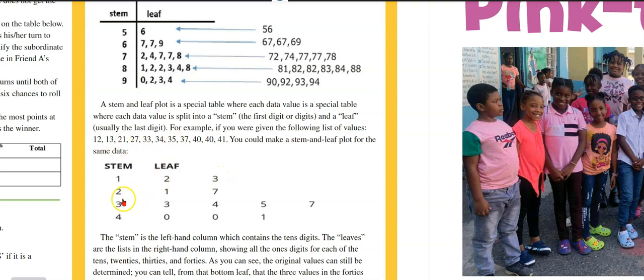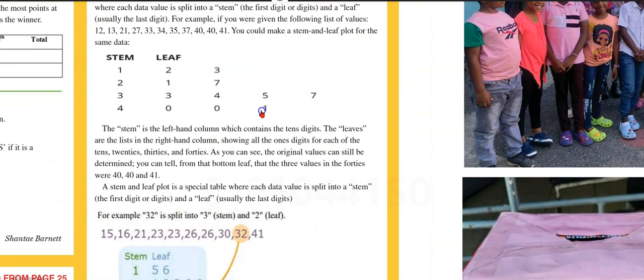On the stem now, we're going to go to the 20s. These are the numbers in the 20s, 21 and 27. For the 30s, we have 33, 34, 35, and 37. For the 40s, we have 40, then we have another 40, and we have 41.